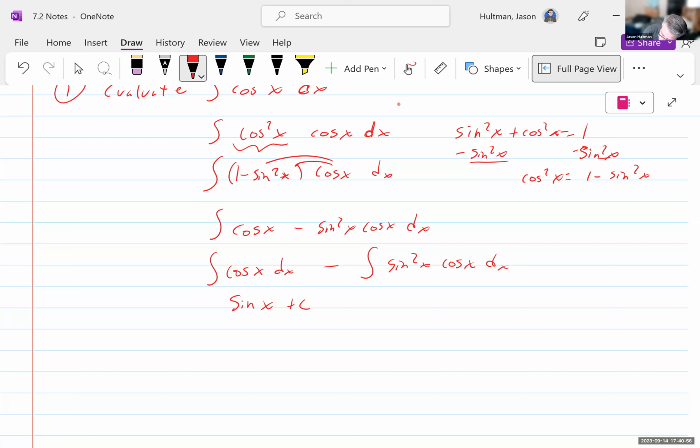Okay, so the next integral here: u is going to be sine x, du is cosine x dx. So here's my du, and my u is just u squared. So this is going to be the integral of u squared du. We have sine x plus c minus the integral of u squared du. But what is the integral of u squared du?